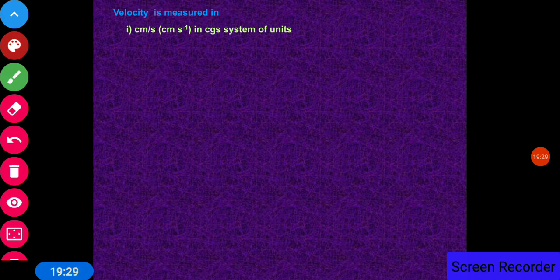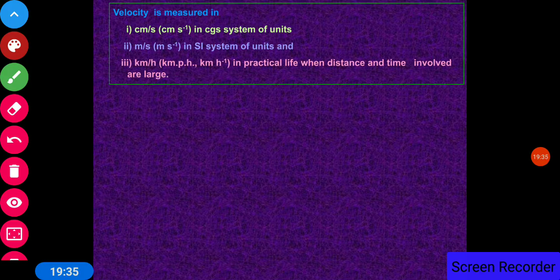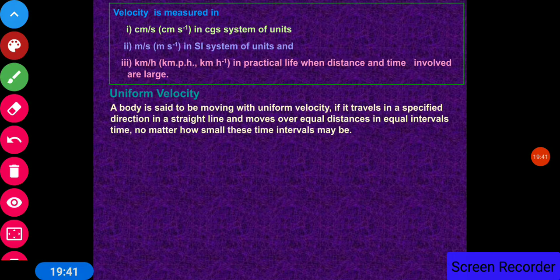Now velocity is measured in centimeter per second in the CGS system, meter per second in the SI system, and kilometer per hour in practical life when the distance and time involved are large. Now uniform velocity. A body is said to be moving with uniform velocity if it travels in a specified direction in a straight line and moves over equal distances in equal intervals of time, no matter how small these time intervals may be.